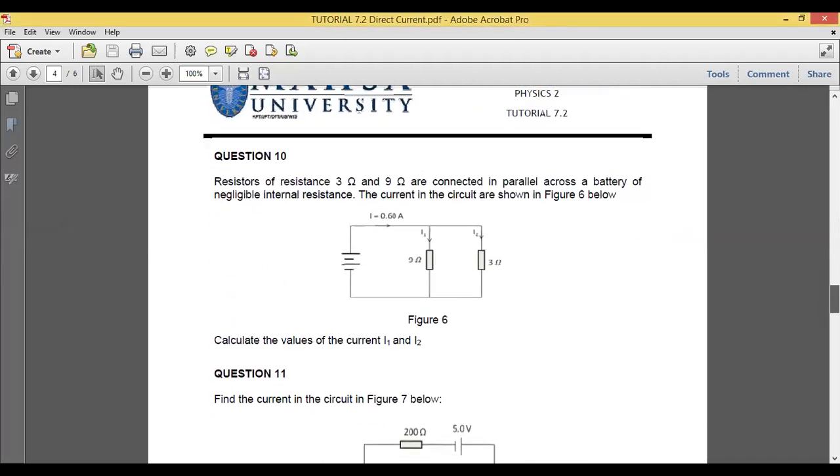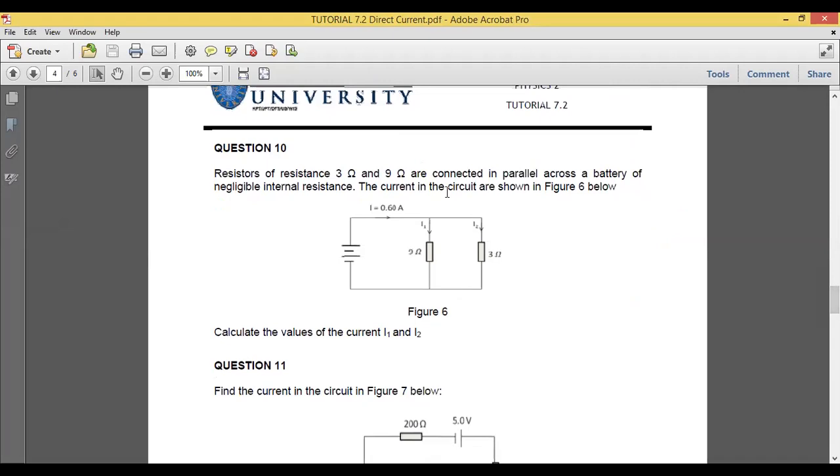Question 10, question 11. Starting from question 10 and onward, the problem is related to Kirchhoff's law, or Kirchhoff's rule. So you need to remember that concept.